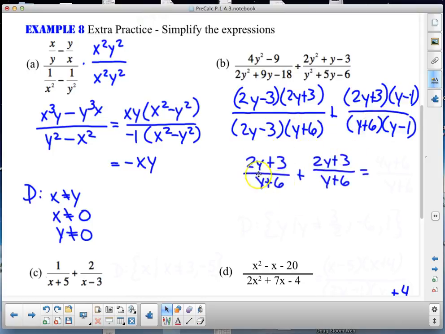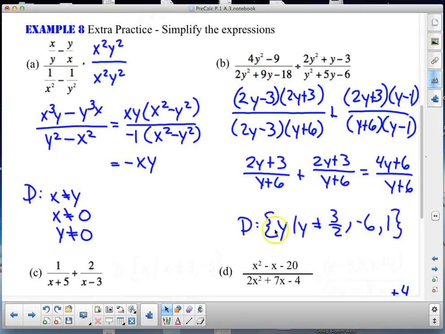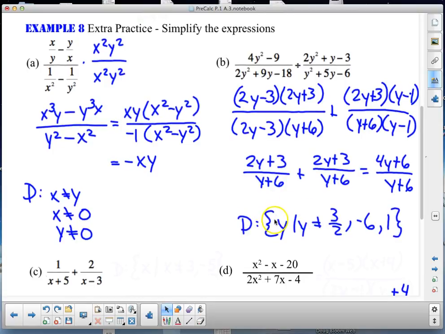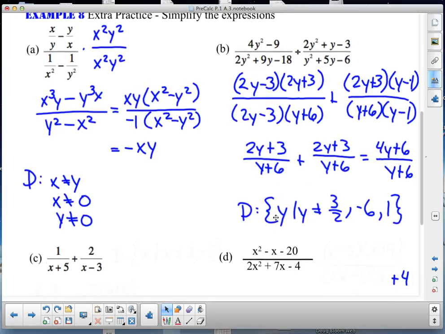So I've got this situation where the denominator is the same, and I get to go 4y plus 6 all over y plus 6. Okay. Now, keep in mind, I can't have y be negative 6. I have a restriction on y because now I've got 2y minus 3 can't be 0, so y can't be 3 halves. Y can't be minus 6, and y can't be positive 1. So I got 3 halves, negative 6, and 1 as my restrictions on y in set builder notation. Remember, the more restrictions I have, the easier it is to write it in set builder notation versus interval notation.